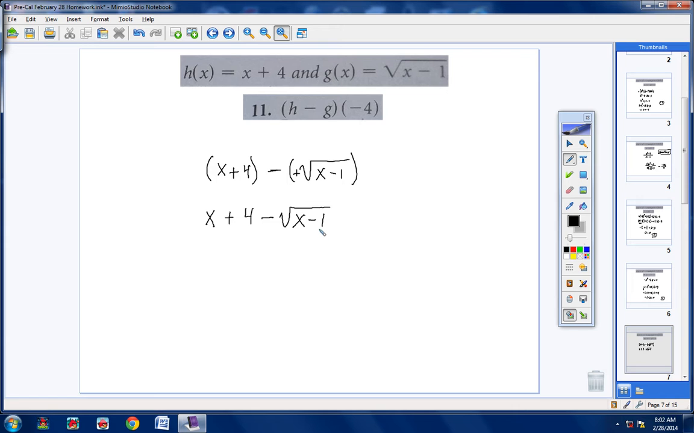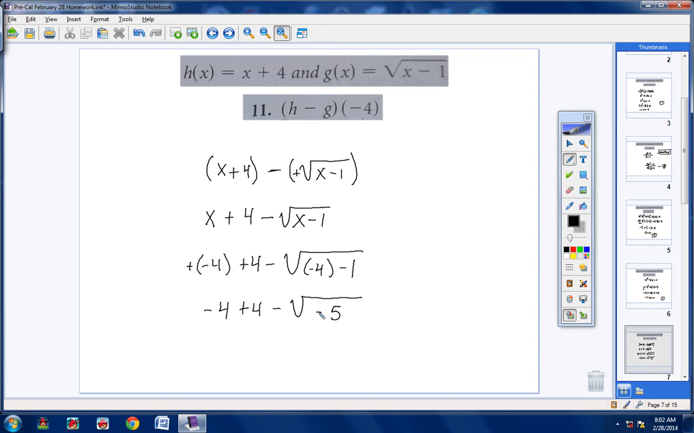Nothing. Okay, so what you're going to do next is you're going to substitute negative 4 in for x. So here's an x, negative 4, then a positive 4, then a negative sign, then your square root. Here's an x, so negative 4 minus 1. Now, in front of this parentheses, there's a positive sign, so positive and negative gives you a negative 4. Bring down your positive 4, bring down your negative sign. Inside the radical here, we have a negative 4 minus 1, that's a negative 5.